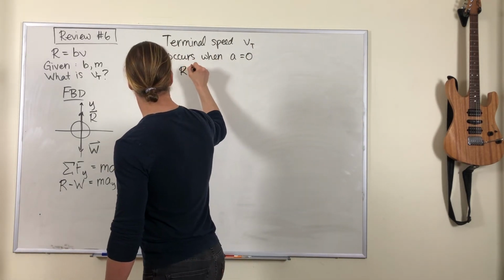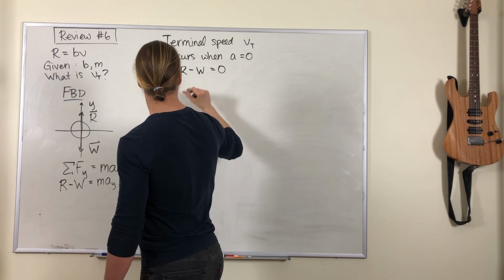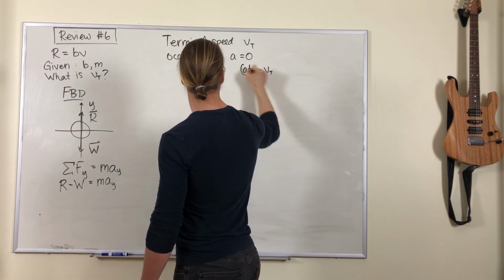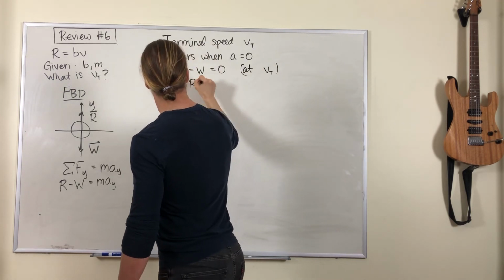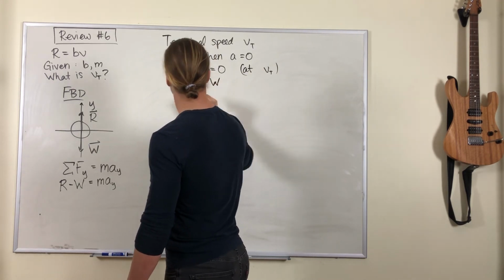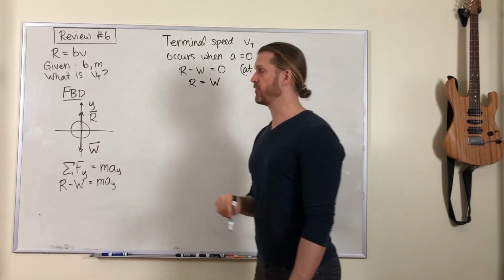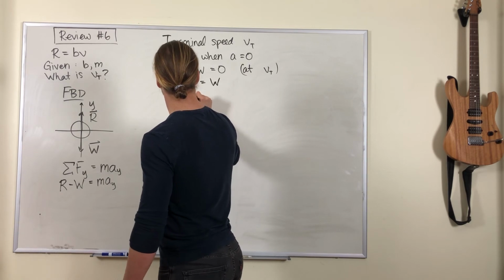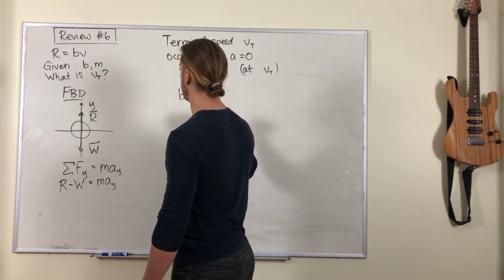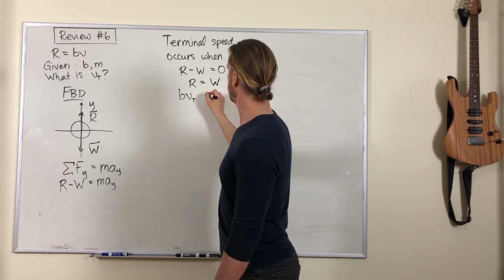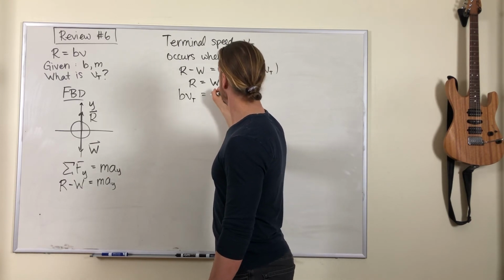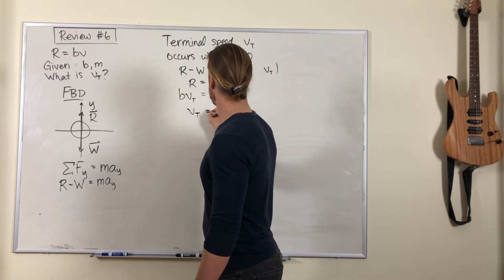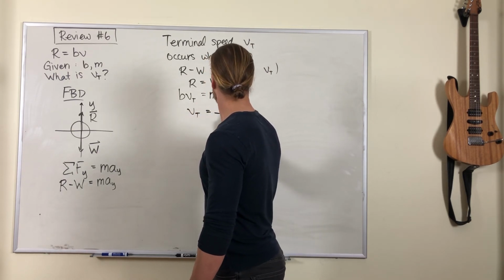So we have this relationship, R minus W equals 0 at terminal speed. So the resistive force equals the weight, and now we can substitute in these expressions. Resistive force is B times V, and we're going to use the terminal or fastest speed value there. There's mg, and so the terminal speed equals mg over B.